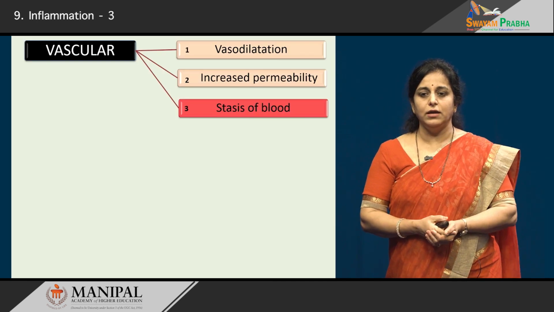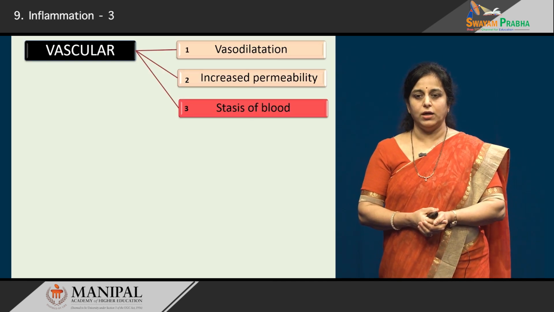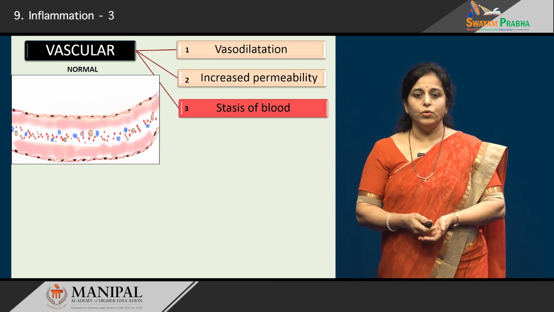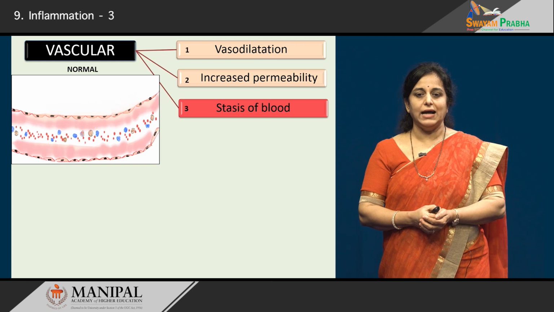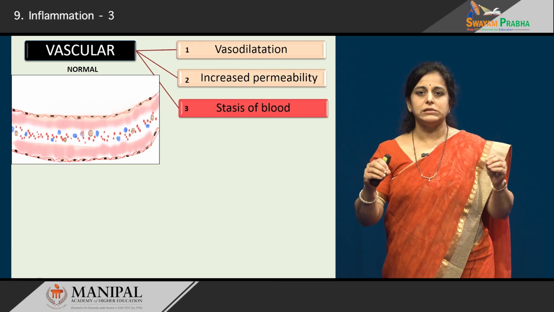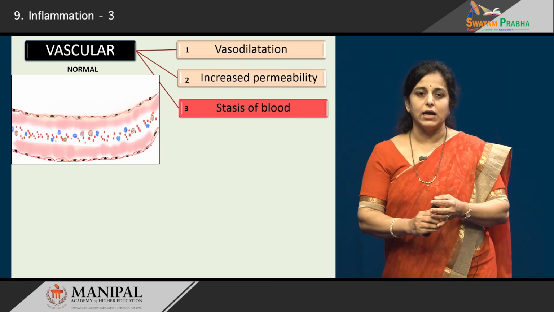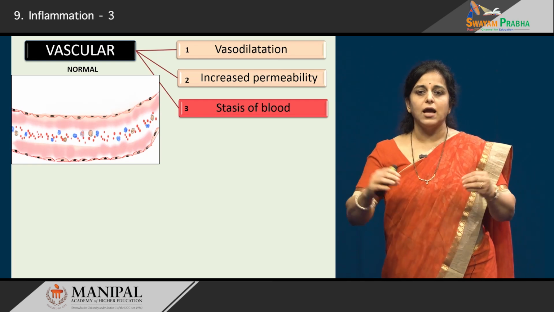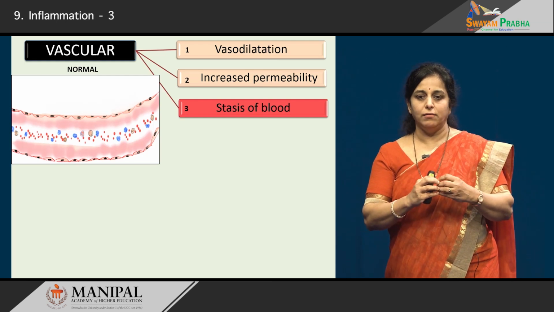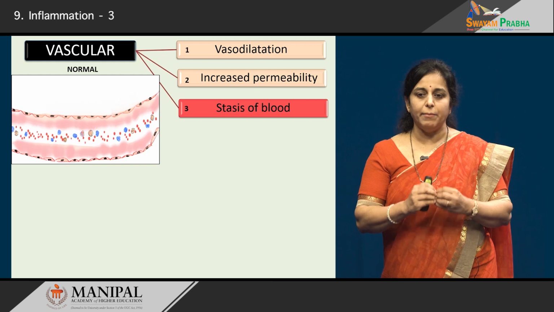The third event that occurs among the vascular events is stasis of the blood. Now, here in a normal vessel you can see that normally the plasma is at the periphery of the blood vessels, and the cells, that is the leukocytes, the red blood cells and the platelets, move in the central stream. This is how the flow is in normal circulation, which is called laminar flow.